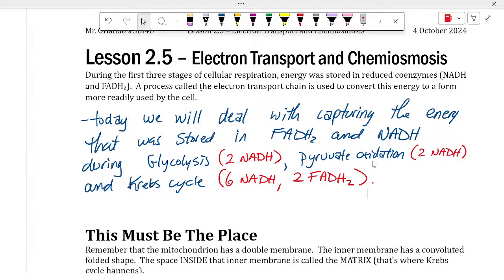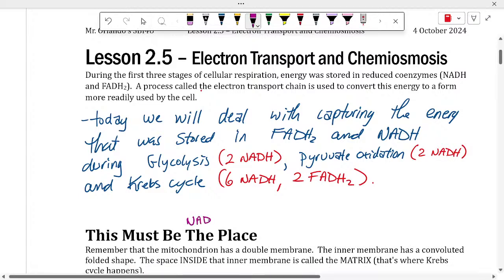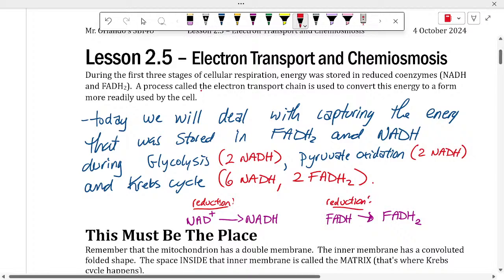It's fun. But anyway, remember, these reactions were NAD+ becoming NADH, right? And the other one was FAD becoming FADH2. These were the reduction reactions where these were energized. And what we want to do today is oxidize these and instead reduce what molecule? Because what molecule serves as the energy source immediately for the cell? ATP.